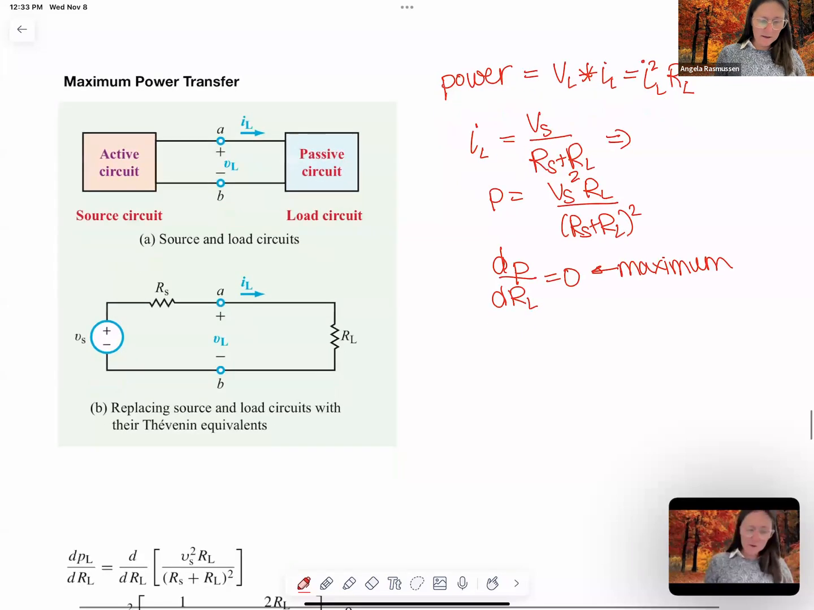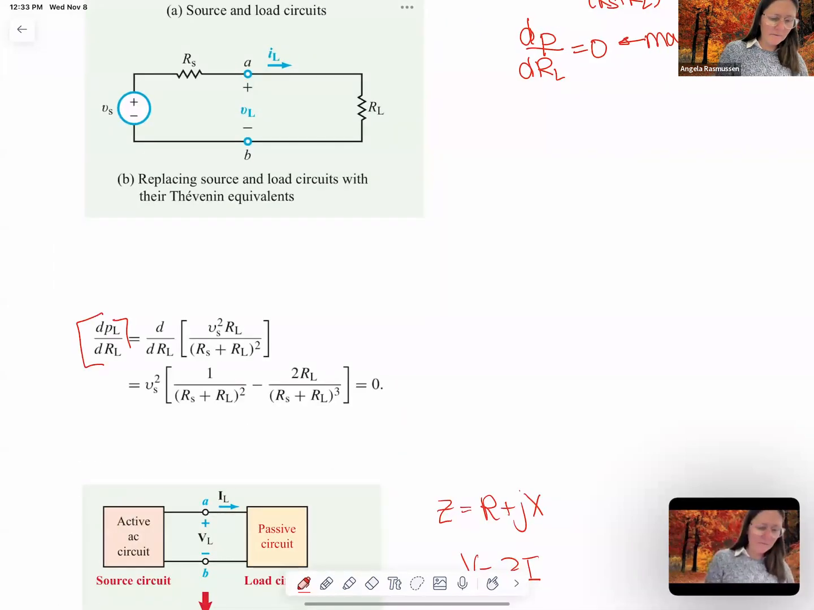And when you do that, this is the derivative here, and you set it equal to 0. Then the VS squared can be multiplied over to 0, and then I'm ending with 1 minus 2RL. No, that's not quite right. Let me do it this way. RS, let me get the same denominator.